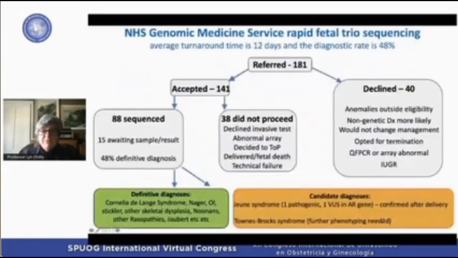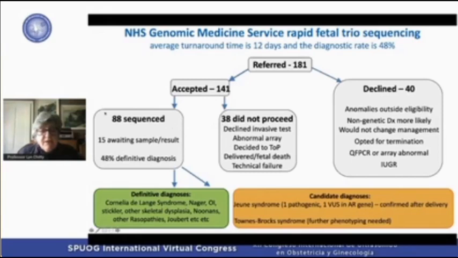And how are we doing? Well, we've had nearly 200 cases referred to us so far, and we've accepted 141. For a number of reasons, abnormal arrays or parents deciding to terminate or whatever, 38 did not proceed.